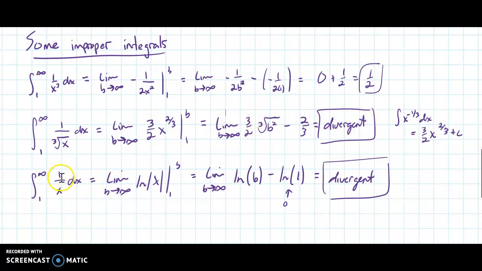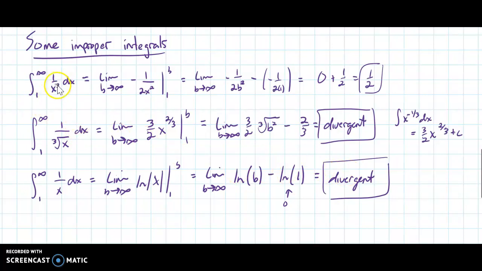And then same with this one, but for a sort of different reason. 1 over x integrates to ln of x, which gives me ln of b as b goes to infinity. And ln keeps increasing and going up and goes to infinity. So this is also divergent. What I want you to see is that it's all about power rule.